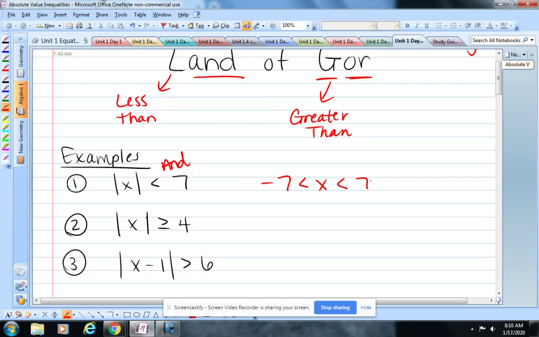Now, number 2. Is it going to be an and or an or? It's an or. To me, ors are a little bit more complicated. Okay? To set up an or, you're going to copy the inside of the bars, which is just x. And then, remember we got to do negative and positive, right?